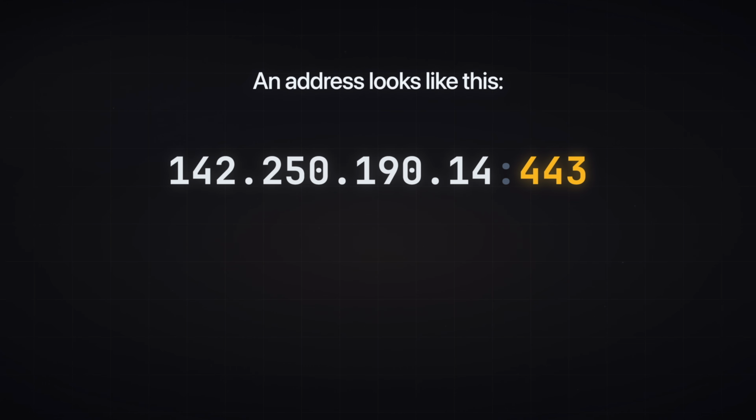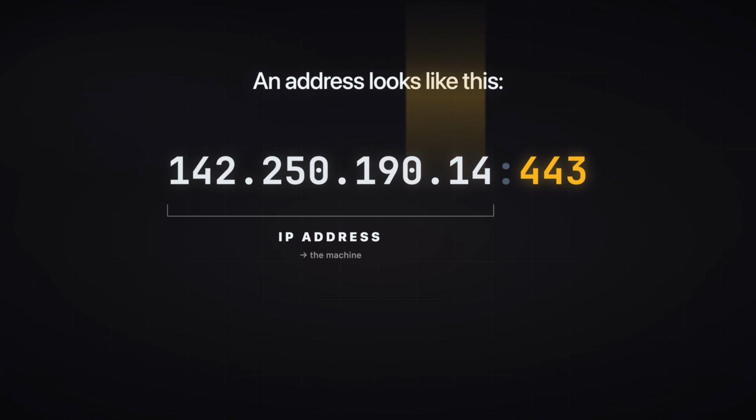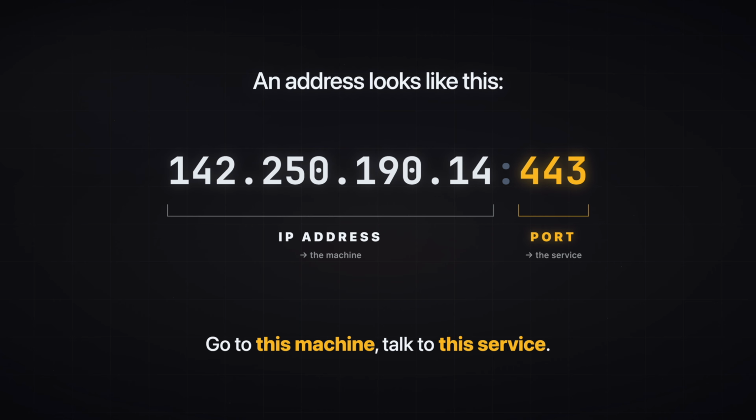443. The part before the colon is the IP address. The part after the colon is the port. Together, they mean, go to this machine and talk to this service.